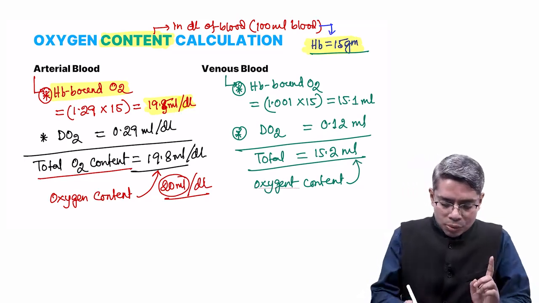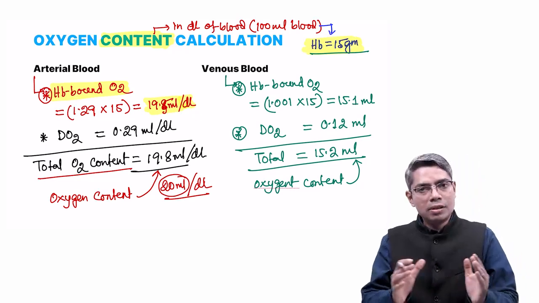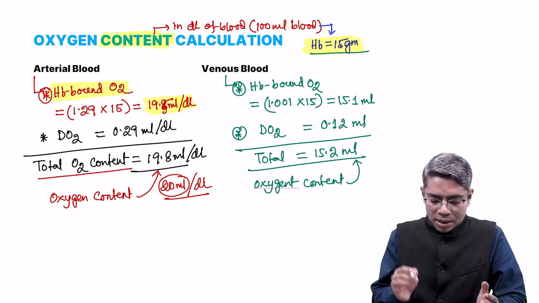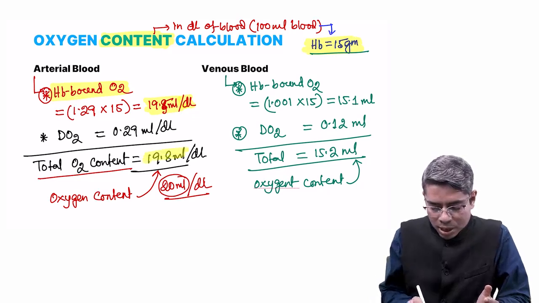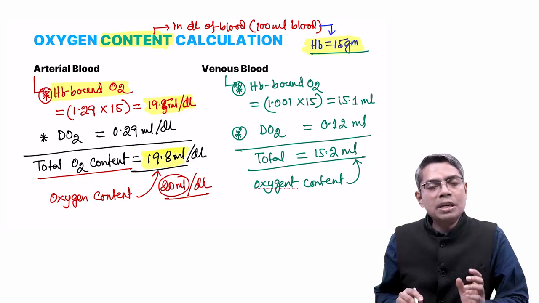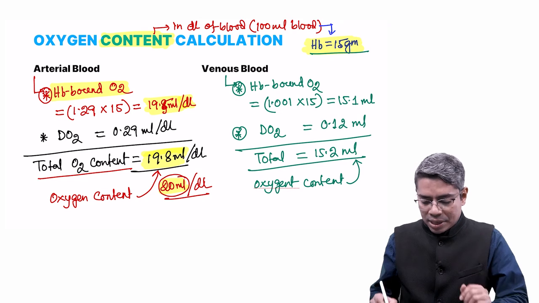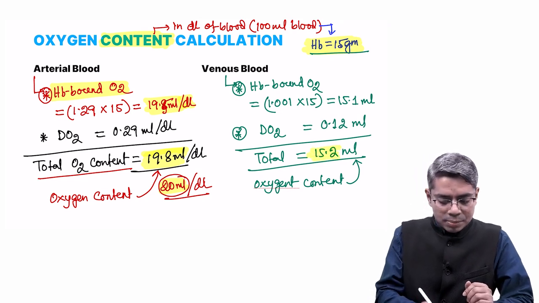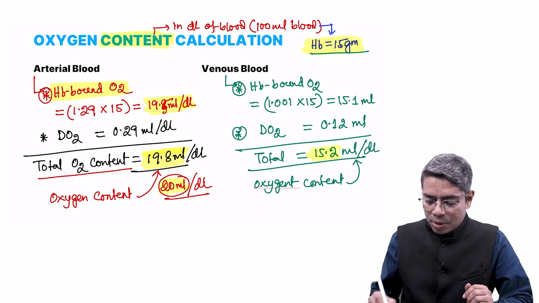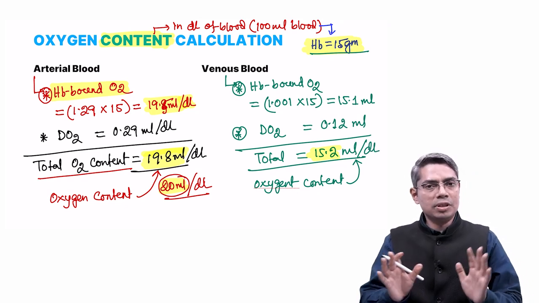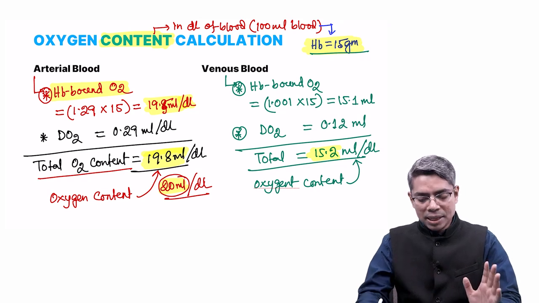So now you understood the oxygen transport by the arterial blood, that 100 ml of arterial blood transports approximately 20 ml of oxygen, and in case of venous blood, 100 ml of venous blood is transporting how much oxygen? 15 ml of oxygen. Getting my point? So, this is the bottom line that you have to understand.